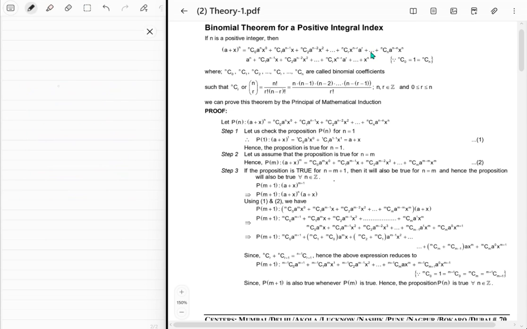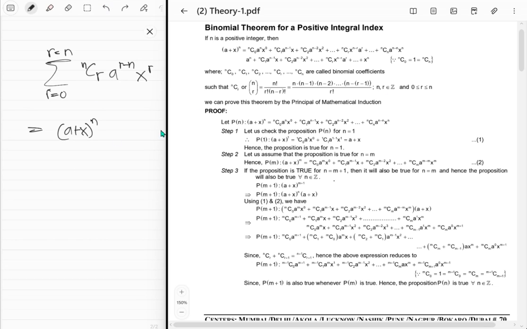So this will be a summation. It's the sum as r goes from 0 to n. So the last term is n, right? And then it's going to be a power n minus r, x power r, but all of that times some extra number, which is the binomial coefficient, so nCr, right? So this sum is equal to (a plus x) to the power of n.